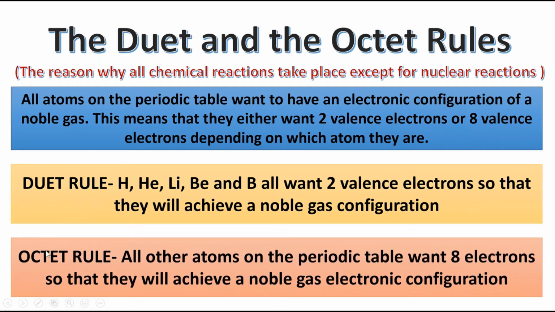Now the octet rule, octet means 8. In the octet rule, all the other atoms on the periodic table want 8 electrons so that they achieve the noble gas configuration. All the other elements except these 5 elements will try to have 8 electrons in their outermost shell, either through gain of electrons, loss of electrons, or sharing of electrons, any of the three. Noble gas elements are the cool kids of your class, so everyone wants to be like them. So you have to remember they will follow either the duet rule or the octet rule.